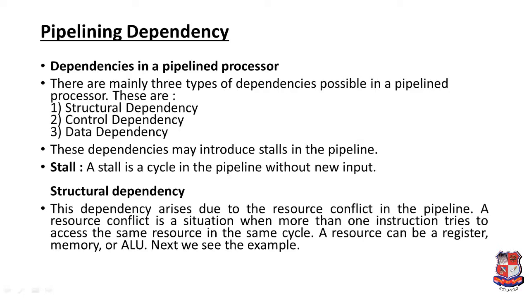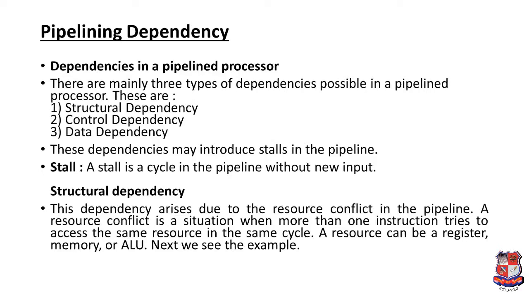Pipelining dependency. This topic is related to a previous video, that is the pipelining technique. There are mainly 3 types of dependency possible in a pipeline processor. These are structural dependency, control dependency and data dependency. These dependencies may introduce a stall in the pipeline. What is the meaning of stall? A stall is a cycle in the pipeline without a new input.